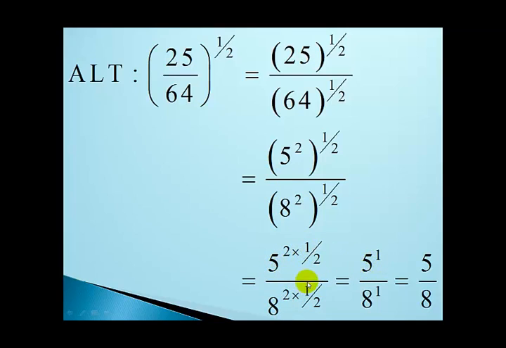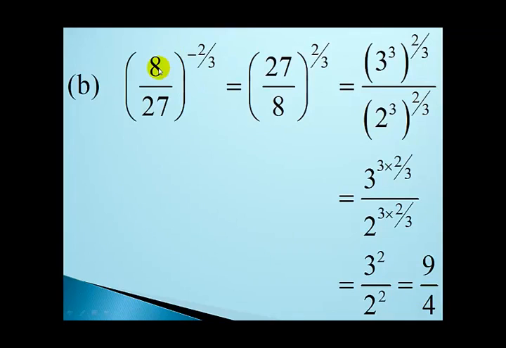All divided by, when the 2 also cancels these 2, we are left with 8 raised to the power 1. And that is what is shown here. And therefore, we have 5 raised to the power 1 divided by 8 raised to the power 1. 5 raised to the power 1 is equal to 5, and 8 raised to the power 1 is equal to 8. And so the answer to 25 over 64 raised to the power half is equal to 5 over 8, which is the same answer as we had when we used the alternative number 1.